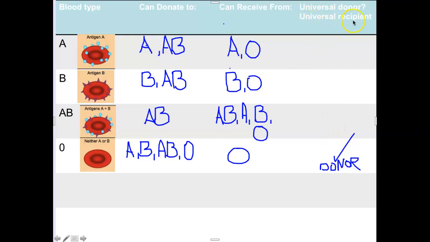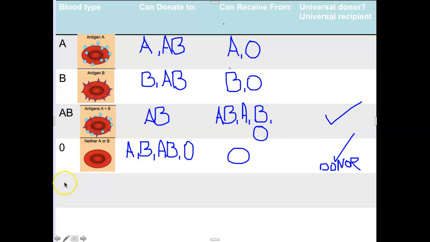Okay, who is our universal recipient? Who can receive blood from everybody and not have a problem with it? That's going to be type AB. All right, so now you need to think about the RH factor. So we're going to put in pluses and minuses and think about how that works with donating and receiving.